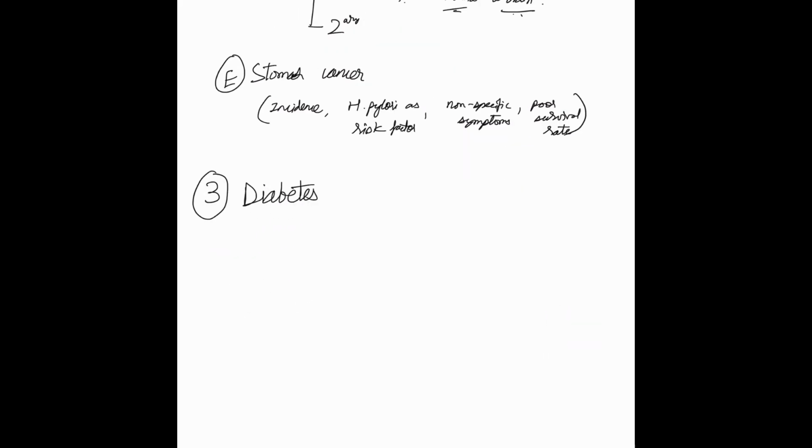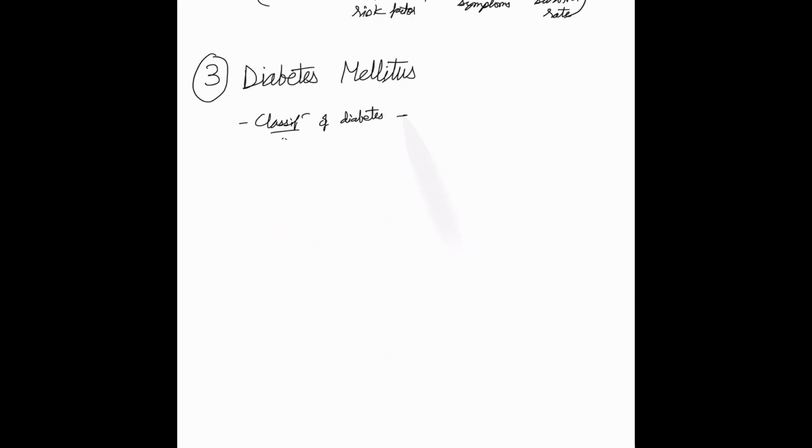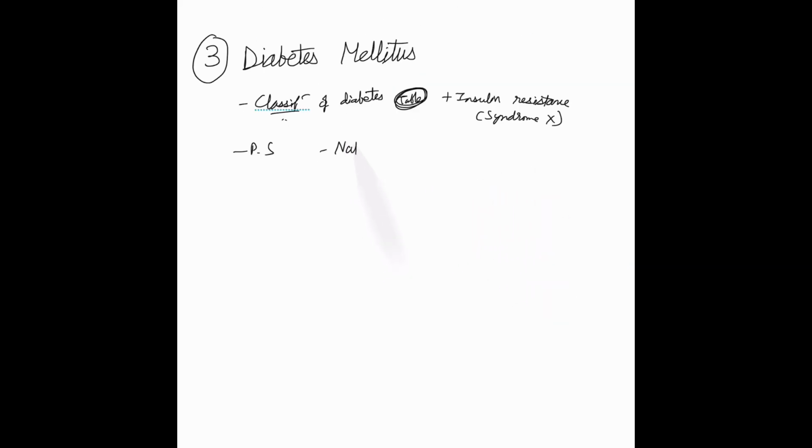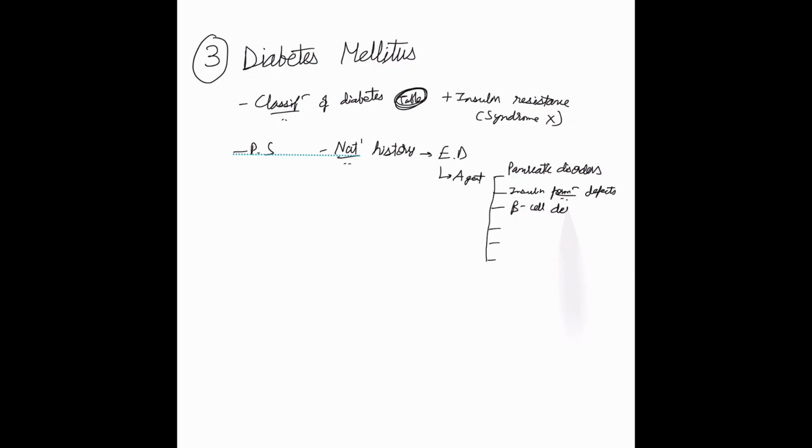Our next NCD, one of the most prevalent nowadays, is diabetes mellitus. So there's a table showing the classification of diabetes, plus a short note on insulin resistance and syndrome X. Then we see the problem statement and the natural history of diabetes, and we see the agent factors like pancreatic disorders, insulin formation defects, B cell destruction, decreased insulin sensitivity, genetic defects, and autoimmunity.